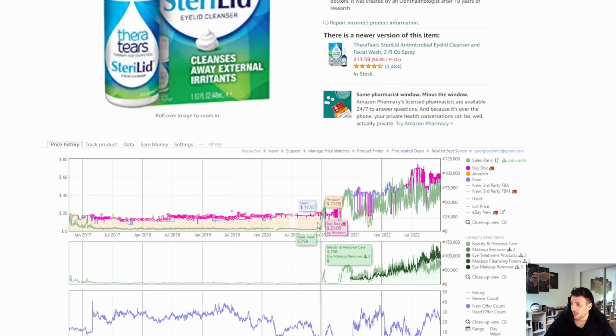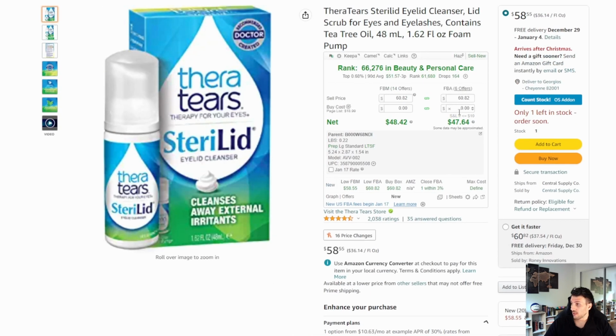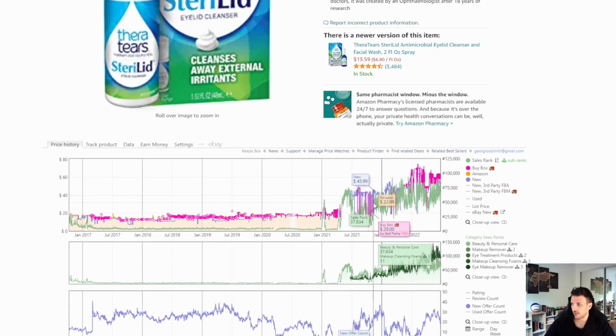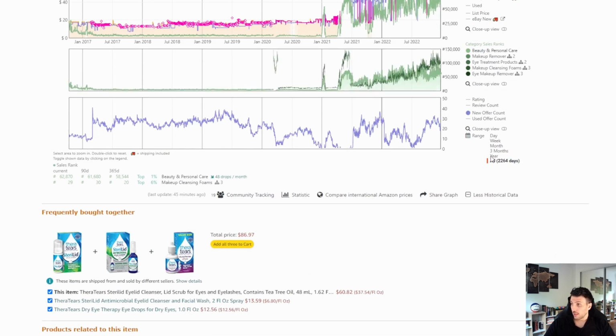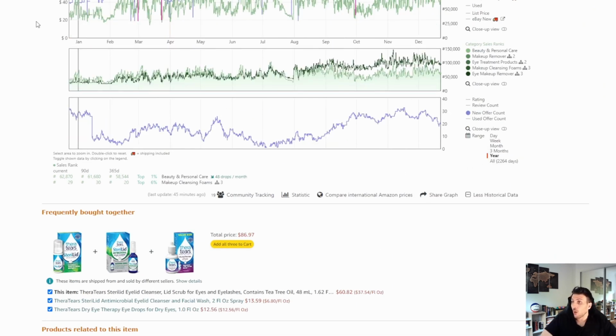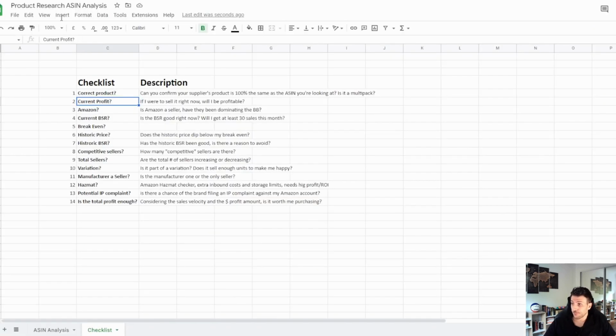Obviously the BSR was so much lower back when Amazon was selling it at $15 or $20. The price spiked up to $60 now, which is extremely expensive, and obviously the BSR spiked up along with the price. It still does sell, but nowhere near as well as when Amazon was selling it. But Amazon hasn't sold it in almost 2 years, so I wouldn't worry too much about Amazon at this point. So the BSR is okay.